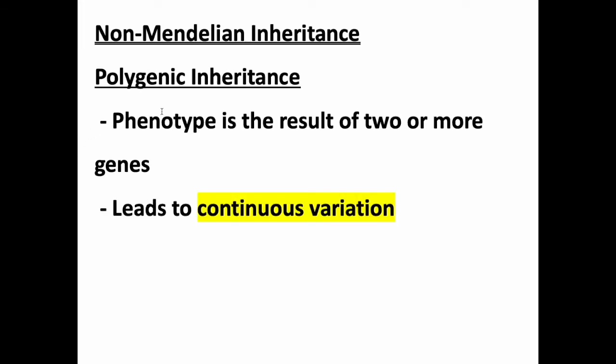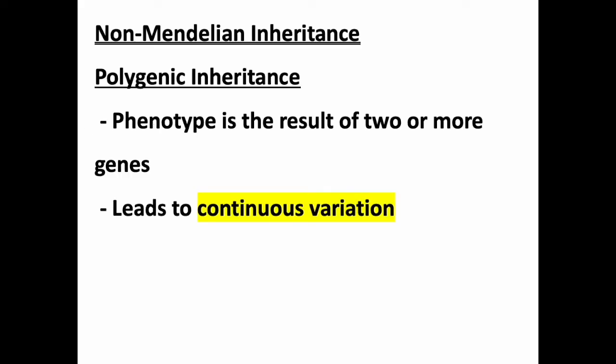One of these is something called polygenic inheritance. What we learned last time was that one gene controls one trait. There was one gene that controlled the phenotype of whether the pea plants were purple or white. But in polygenic inheritance, the phenotype is not the result of one gene, but the result of two or more genes. A bunch of different genes, all contributing to the same phenotype.